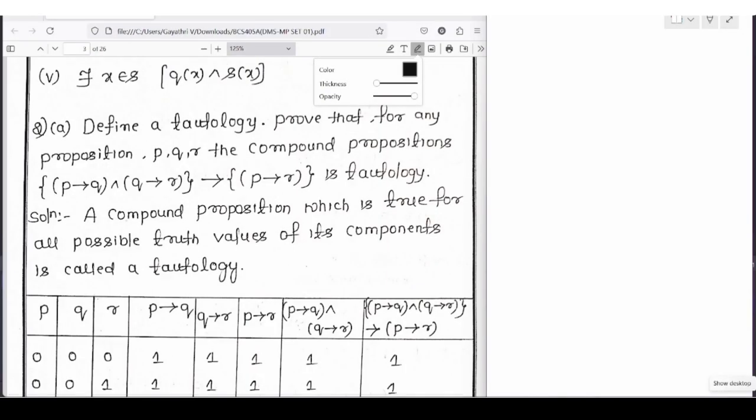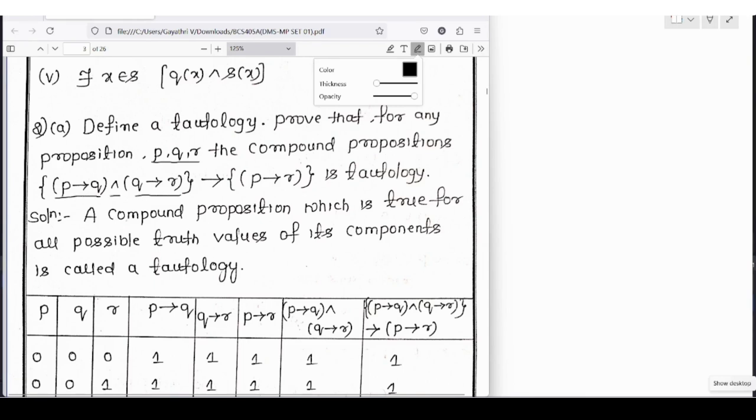In this lecture video, we are going to study the second question, part A. Define a tautology. Prove that for any propositions P, Q, R, the compound proposition (P conditional to Q) conjunction (Q conditional to R), conditional to (P conditional to R), is a tautology.